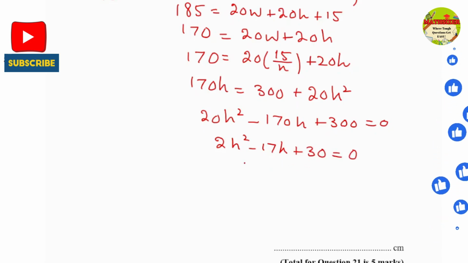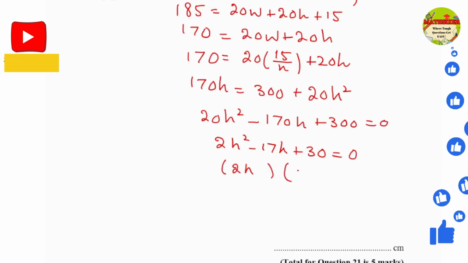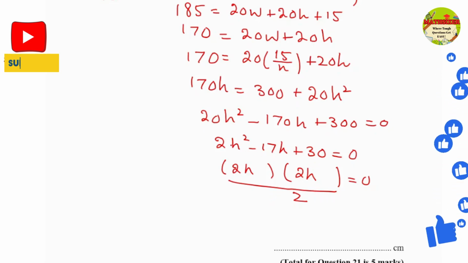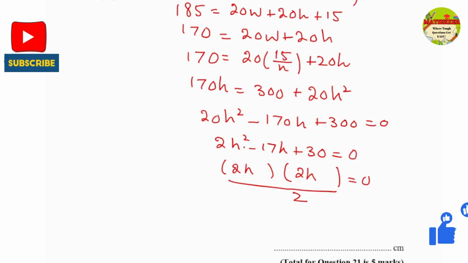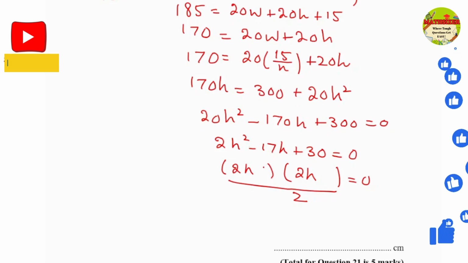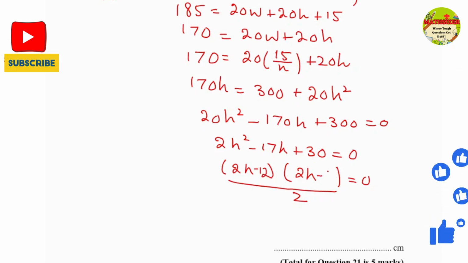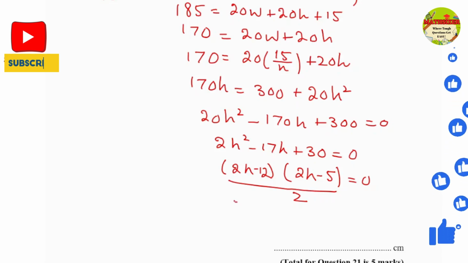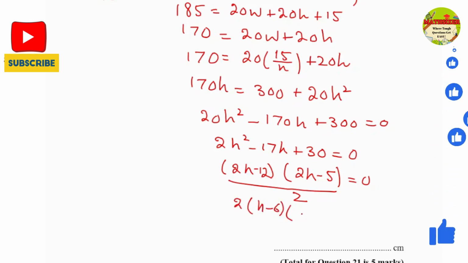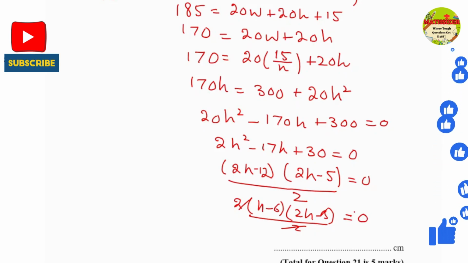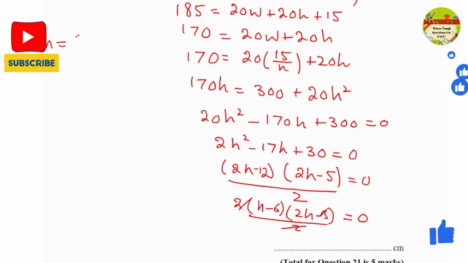Now we need to find out the factors. Which factors are we going to use? 2H squared here. 30 times 2 is 60, 20 times 3 is 60, 15 times 4 is 60, and 12 times 5 is 60. So we're going to use minus 12 and minus 5, because it's minus 17, and 2 factorizes with 2. So we will get H minus 6 and 2H minus 5, and this 2 and this 2 cancel out, equals 0. And we will end up with H is equal to 6 and H is equal to 2.5.